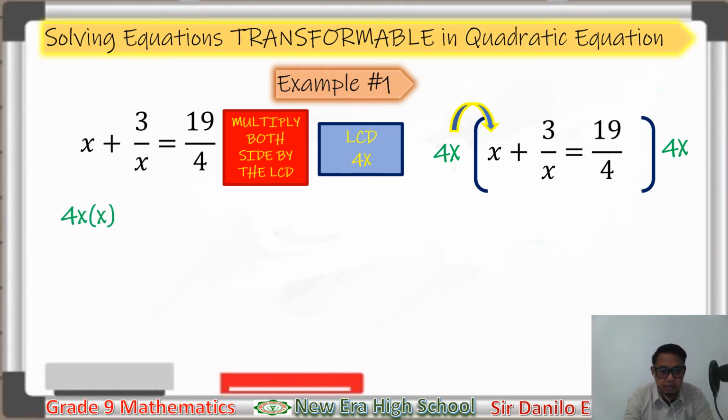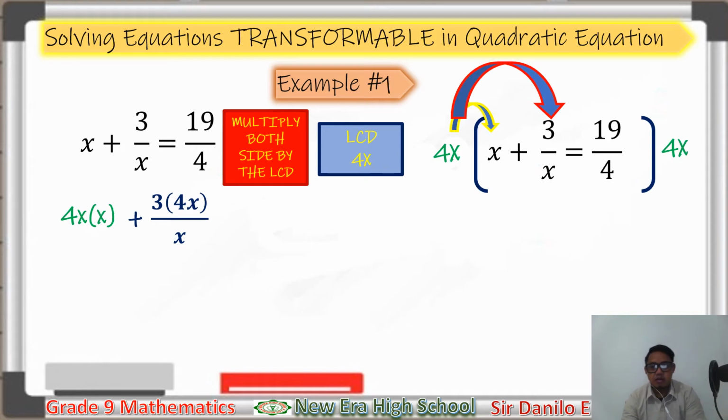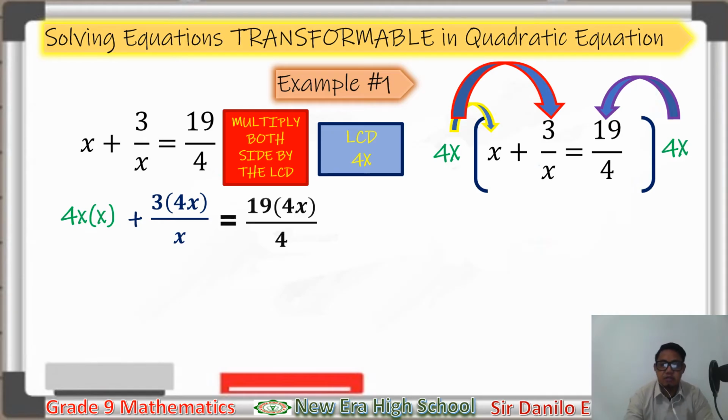So, 4x times x, that's 4x times x. We'll just leave it like that muna. Kasi ang alam ko naman, alam nyo yung sagot dyan, di ba? So, next one will be 4x times 3 over x. So, that's 3 times 4x, no? Inunan lang natin yan. So, pwede rin 4x times 3 all over x. Pwede rin ganon. Then, yung nasa right side naman, that's 4x times 19 over 4.